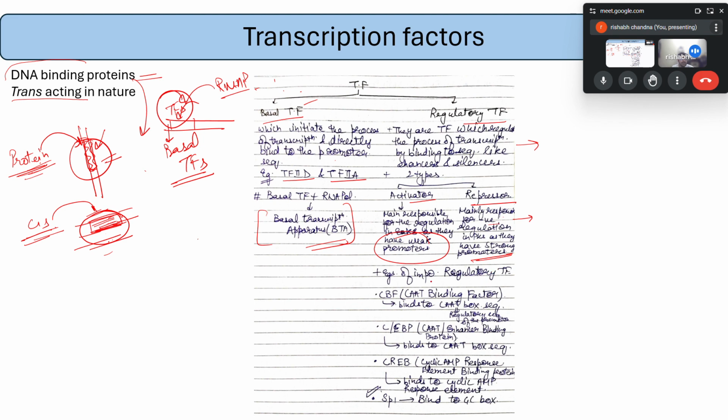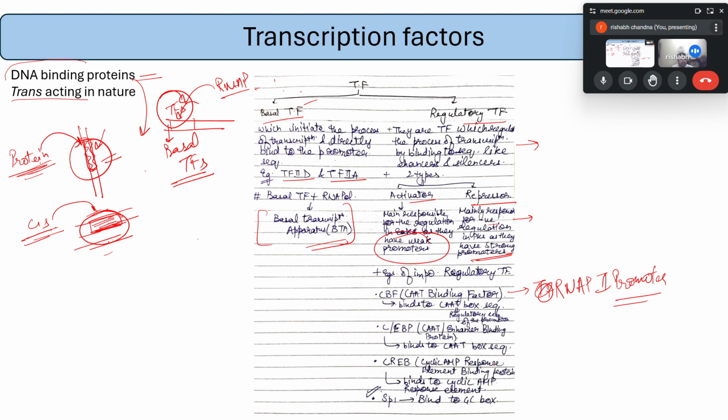Okay. Some examples of regulatory transcription factors: we have the CAT binding factor. CAT is present in the RNA polymerase 2 promoter. So this CBF binds to CAT, and this also regulates the process of transcription. Then we have the CAT or enhancer binding protein that enhances the process of transcription in RNA polymerase 2 transcription.